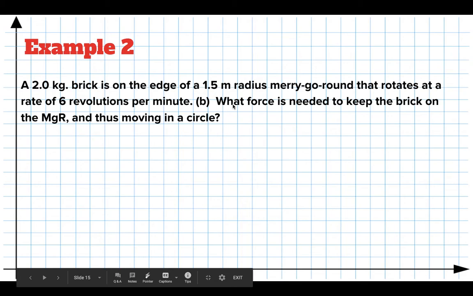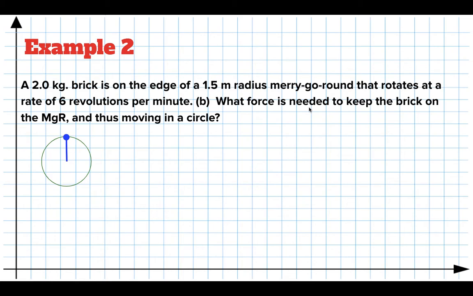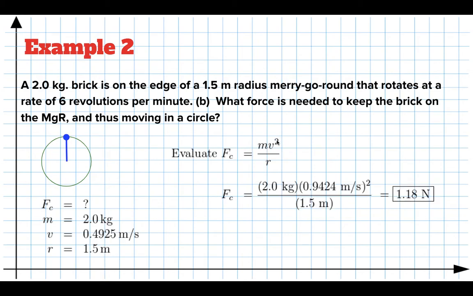Once you find the velocity, now you can find out how much force is necessary to keep the brick moving in a circle. So here we go. To find the centripetal force, we take mv squared over r and plug in the numbers, and you get 1.18 newtons. And what is the force that is causing the brick to move in a circle? Well, I think it's friction. You can imagine if the merry-go-round was super slippery, when you started to spin it, the brick would just fly off. So there must be friction that's holding the brick on there.